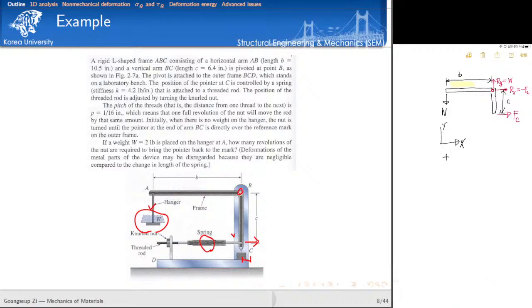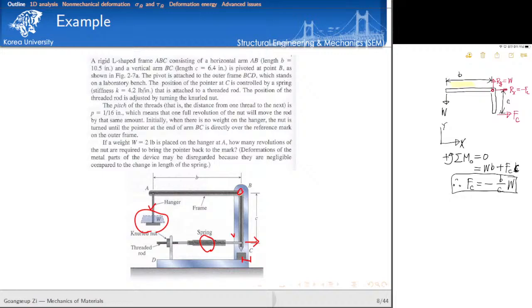Moment equilibrium with respect to the hinge point is equal to 0. If you do that, the moment produced by the weight is W times B, because it is force times this arm length, right? And then Fc times C should be equal to 0. Then we can calculate the magnitude of Fc very easily. This is equal to minus B over C and W. This is the magnitude of Fc.